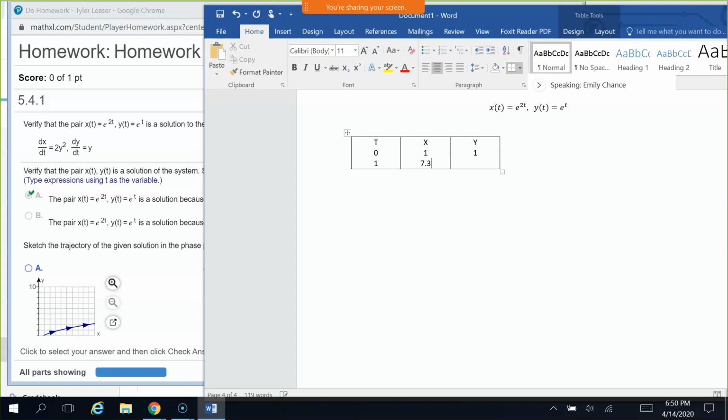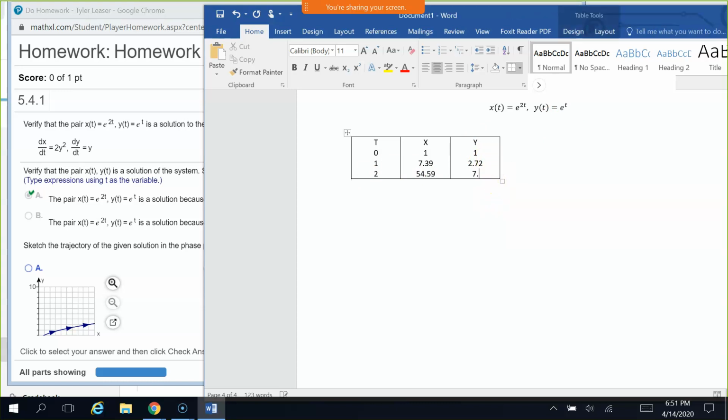7.389. Okay. And then I need just e as is. I forget what that is. That's 2.72. Okay, cool. And maybe one more. Let's try 2. So now this is going to be e to the 2 times 2, so it's going to be e to the 4. That gives us 54.59. Okay. And then for y, plugging in t to be 2, it's just going to be e squared, which you already have. That's the 7.39.